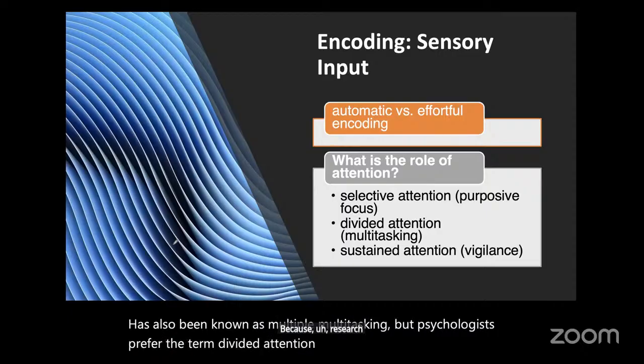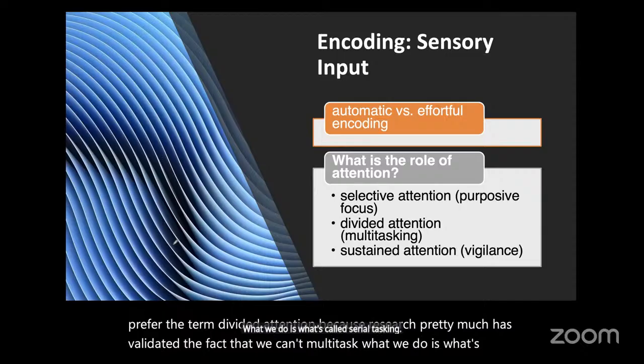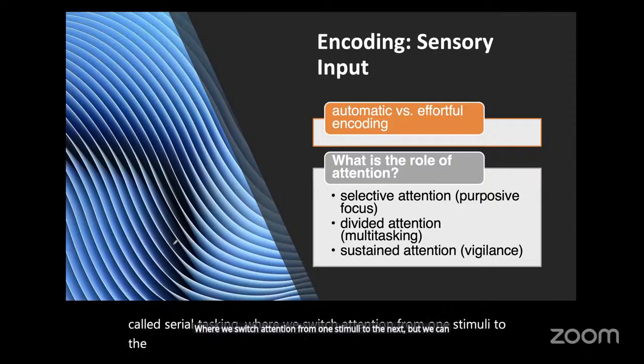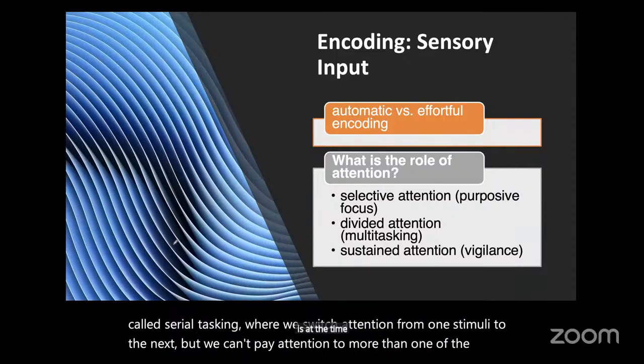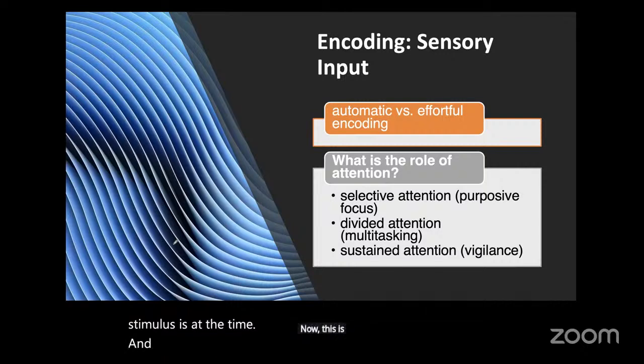Divided attention has also been known as multitasking, but psychologists prefer the term divided attention because research pretty much has validated the fact that we can't multitask. What we do is what's called serial tasking, where we switch attention from one stimulus to the next, but we can't pay attention to more than one of the stimuli at a time. And now, I want to make sure everyone understands this.